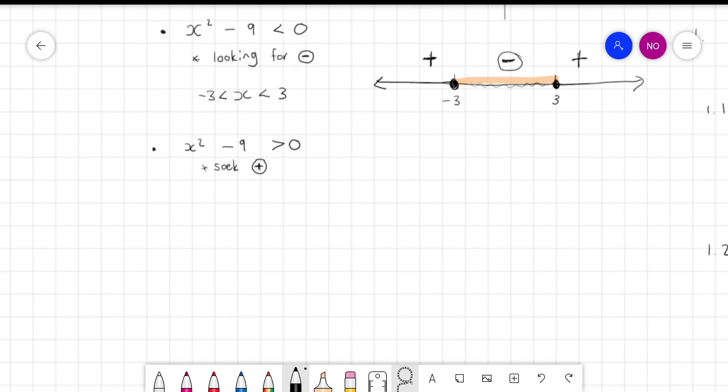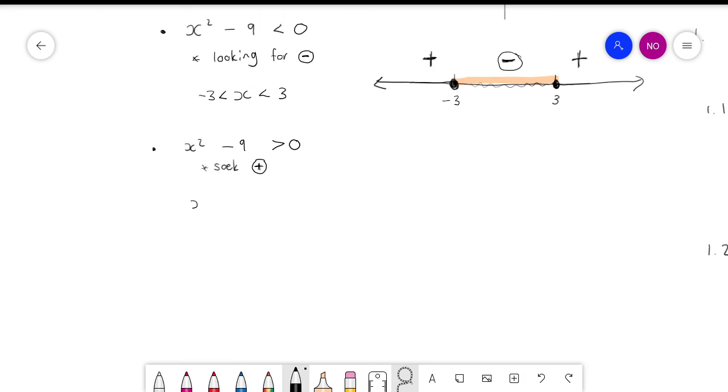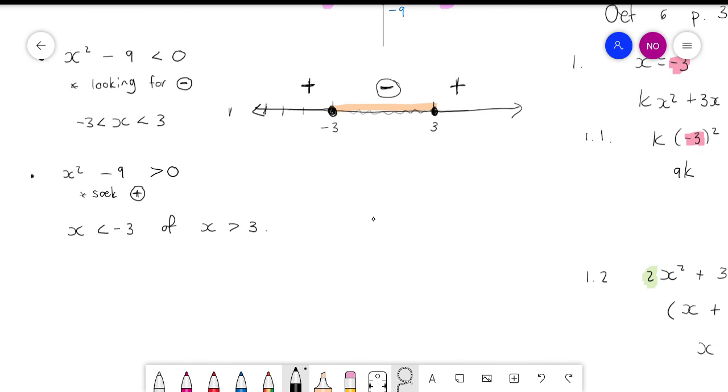Okay, so look carefully, how do we write it? You write x smaller than negative 3 or x greater than 3. So x can either be smaller than negative 3, any value here, negative 4, negative 5, negative 6, negative 1 million, whatever. Or x can be any value bigger than 3, in other words, 4, 5, 6, 7 million, whatever. Okay. Not that bad, right guys?